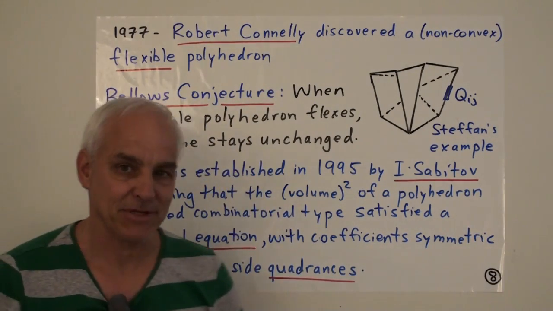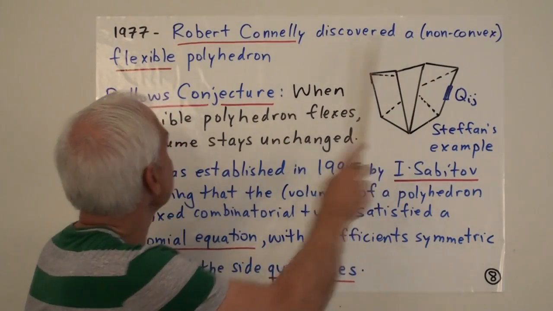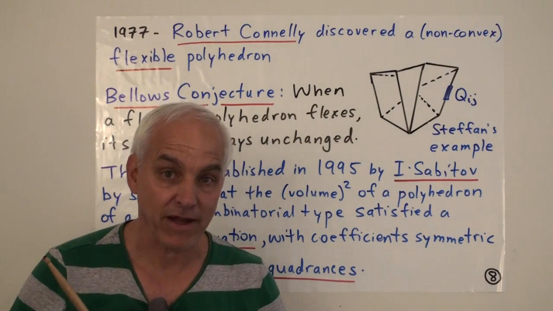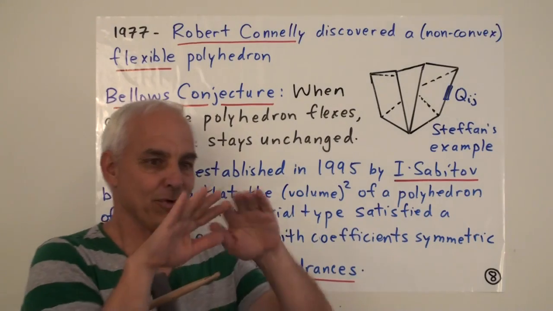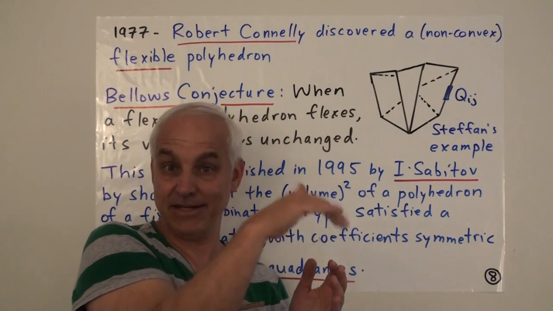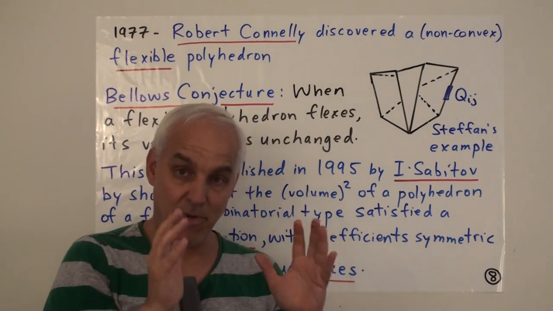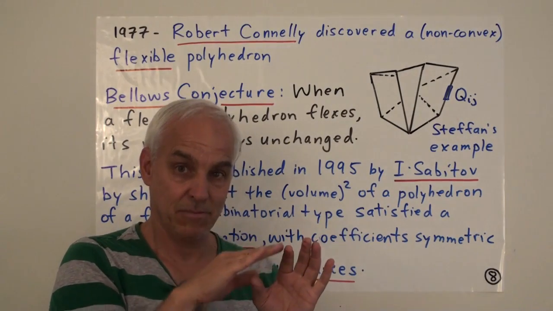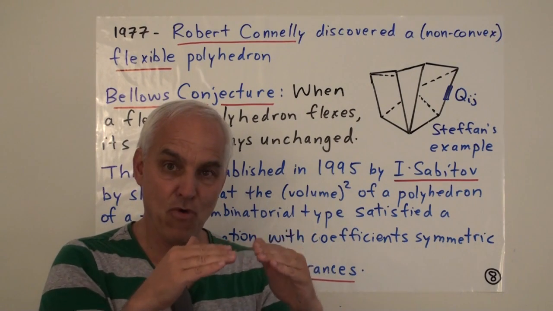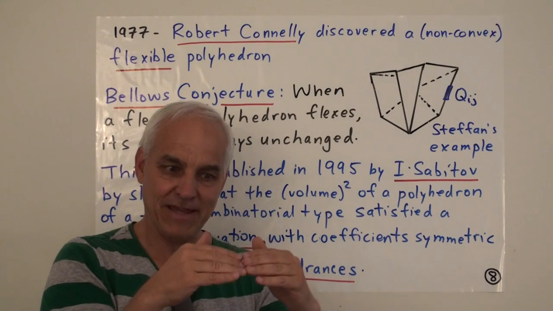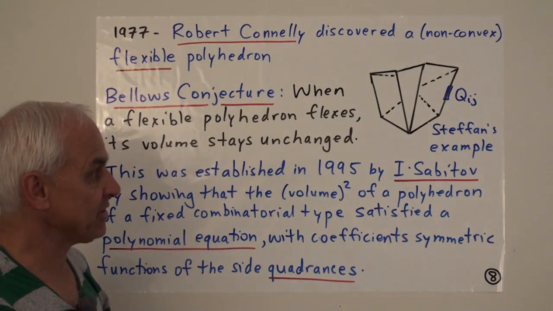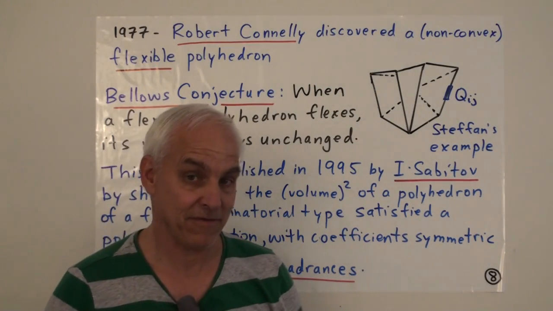Robert Connelly, an American mathematician, discovered a non-convex flexible polyhedron. He discovered a polyhedron which was not convex, so that if you're looking at its sides, at some point the sides come in and then come back out again, so it's like it has a dent inside it. So it's still a polyhedron made out of flat polygonal faces, but it was such that it actually flexed. You could actually move it. Some of the faces would move with respect to each other, so the whole thing would move. It was very interesting, and it intrigued the mathematical community very much.